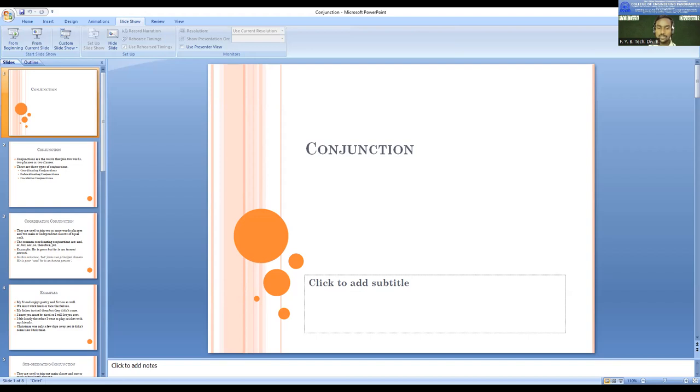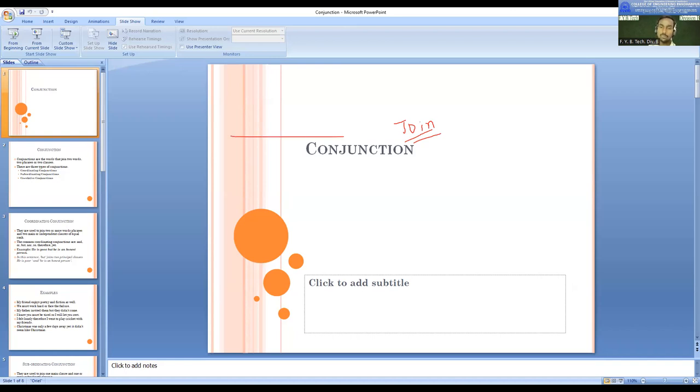The word conjunction means the word which we use to join two words, two sentences, or maybe two clauses, two phrases. So it is for joining. It can be two words, two phrases, two clauses, or two sentences also. That is the purpose of using conjunctions.